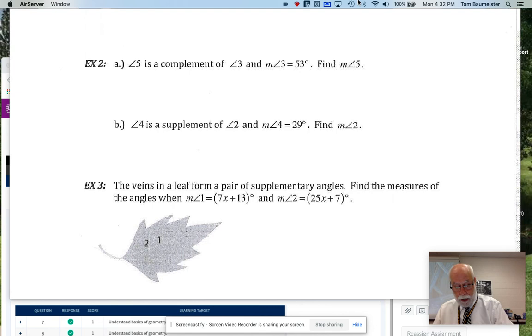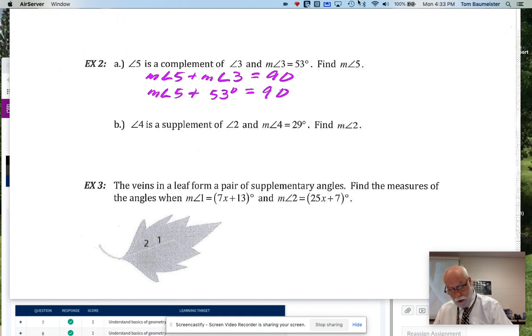All right, so let's just go ahead. Complement, again, is 90 degrees. So we can say that the measure of angle 5 plus the measure of angle 3 is equal to 90 degrees. We know that the measure of angle 3 is 53 degrees. Again, we have to find the measure of angle 5. If we subtract 53 degrees from 90 on both sides, we'll find that the measure of angle 5 is 37 degrees.